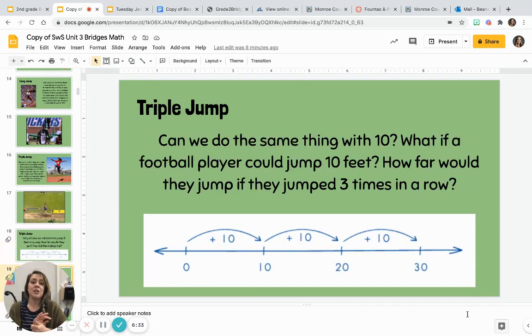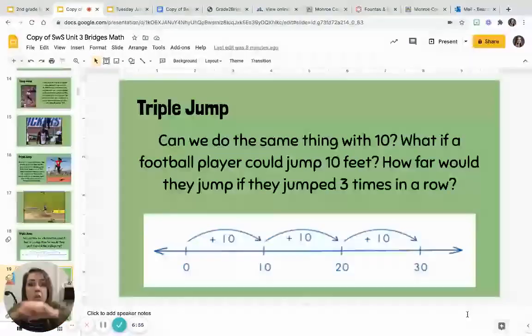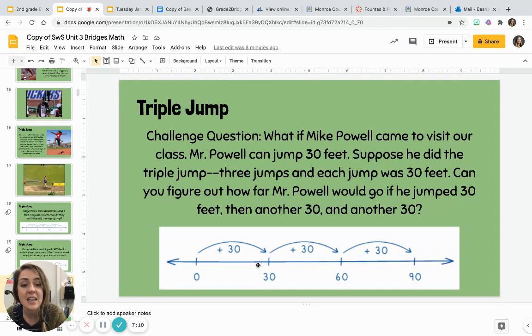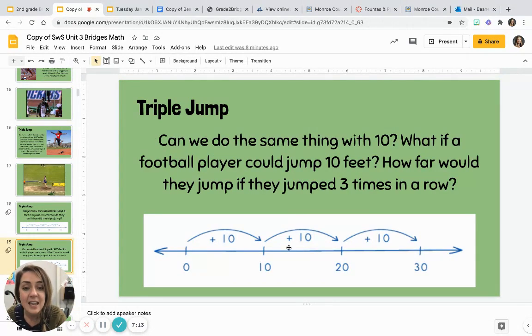All right. So can we do the same thing with 10? So this time our number is bigger, and I'm not going to jump by 5s. I could jump 5, 10, 15, 20, 25, 30. I could do 6 jumps of 5, but that wouldn't be the quickest way with the least amount of jumps. So if you make your jumps bigger, you can do fewer jumps and get to that number faster. So here we have 0 all the way to 30. And I see that I've done 3 hops or jumps of 10, 10, 20, 10, 20, 30. Do you guys see that?